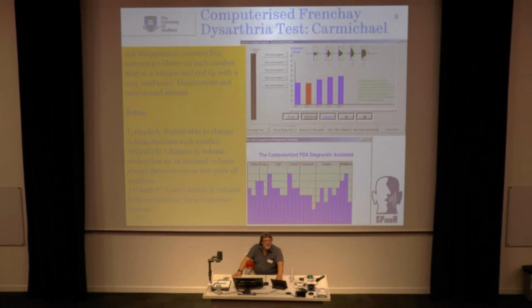Okay? And if you look at the wording, Pam's wording for this test, you see, you know, there be dragons. Ask the patient to count to five, increasing volume on each number, start in a whisper, end up with a very loud voice, and so on. And the rating is an A if the patient is able to change the volume, B if changes in volume are evident, but no volume change between one or more pairs, and so on and so on.